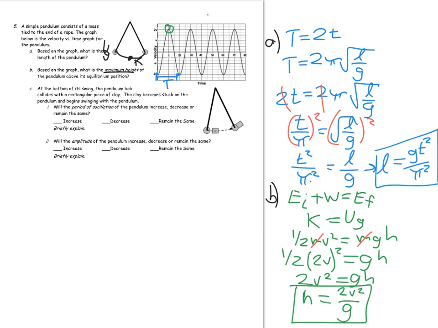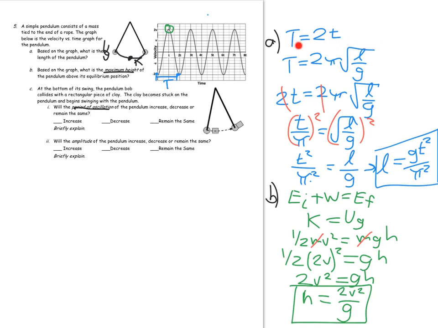All right, moving on to my final two questions here. At the bottom of the swing, the pendulum is going to collide with this rectangular piece of clay, and the two will stick together and then swing up, and we want to know what impact that has on the motion of the pendulum. So first we want to know how the period of oscillation changes.